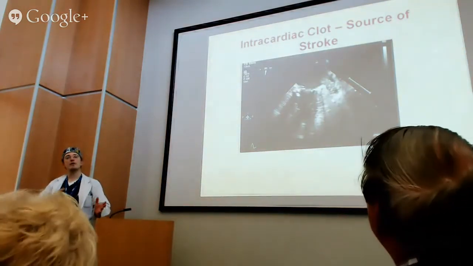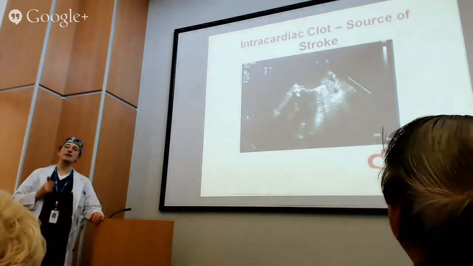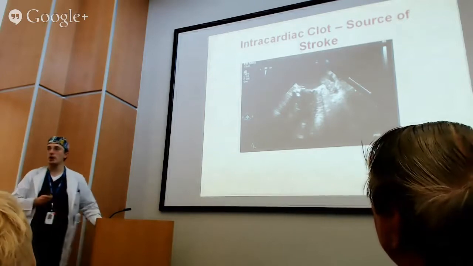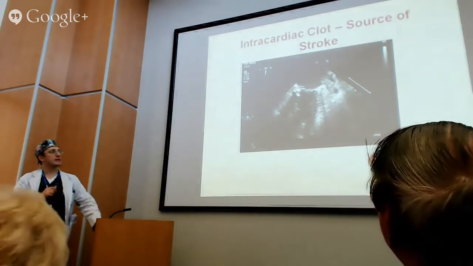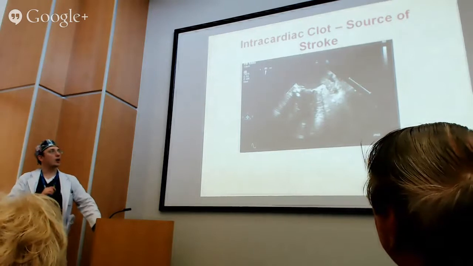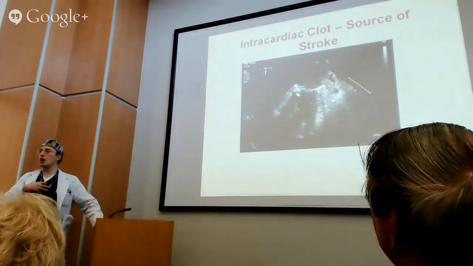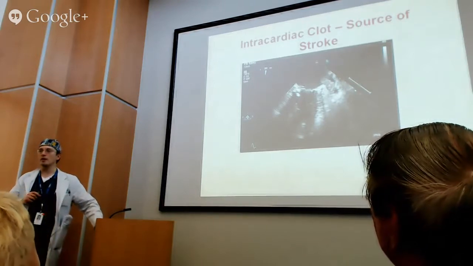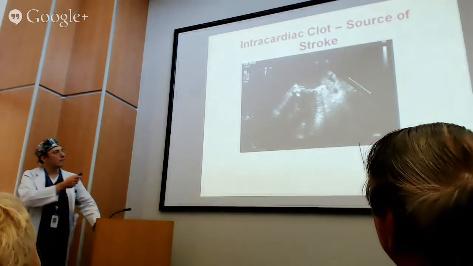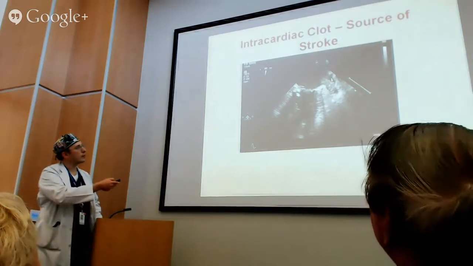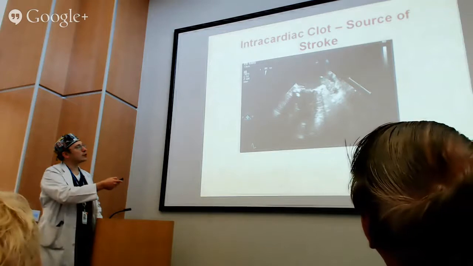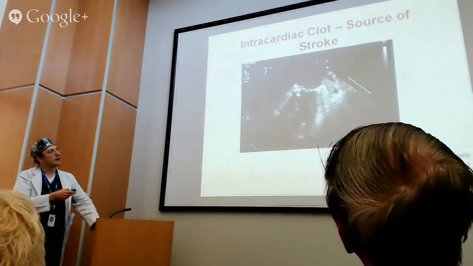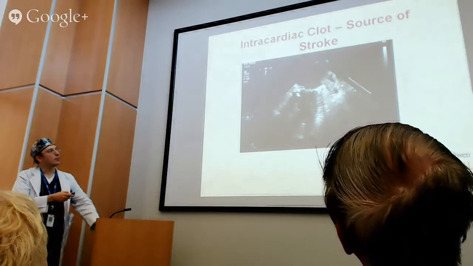I want to switch gears for a minute and talk about the other aspect of atrial fibrillation, and that is the risk of stroke. Here is a picture, and it may be a little hard to see from the back of the room, but this is a still frame from an echocardiogram that looks at the heart chambers. The top portion of the heart is the left atrium, the left atrial appendage. So this gray tissue over here is actually a blood clot.